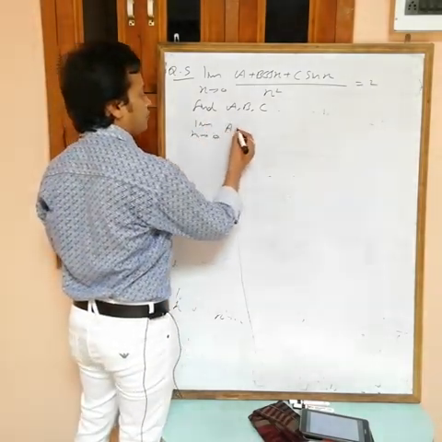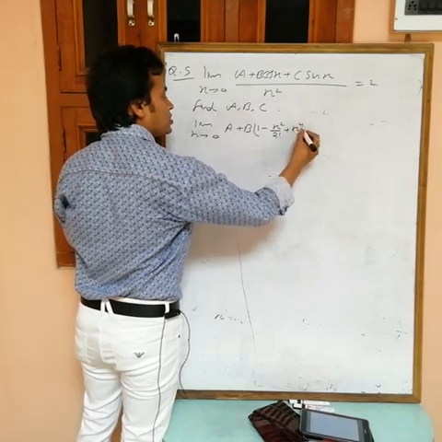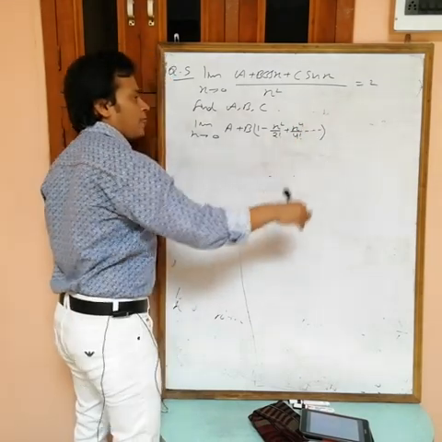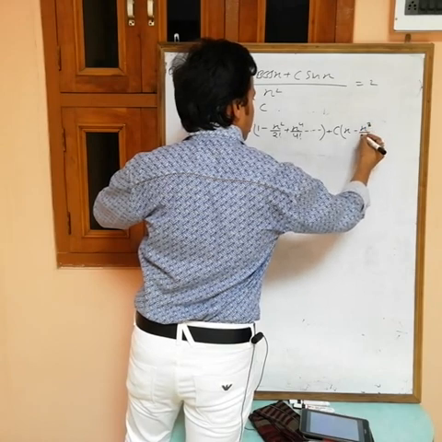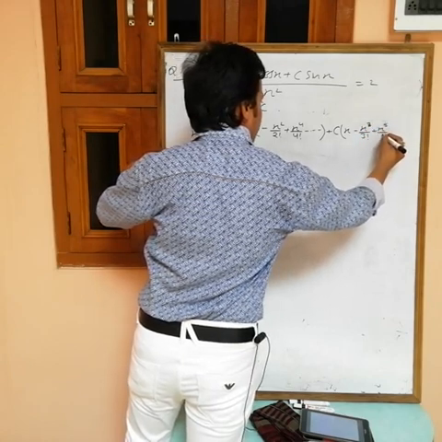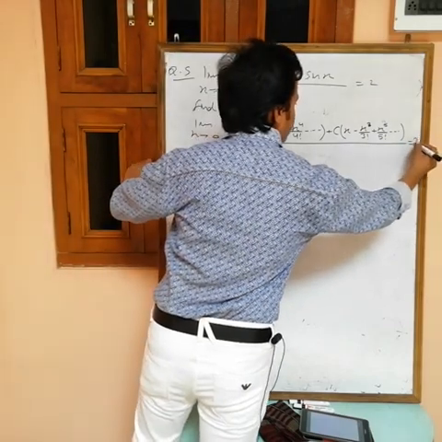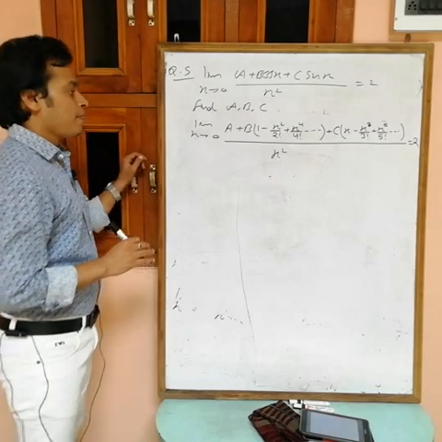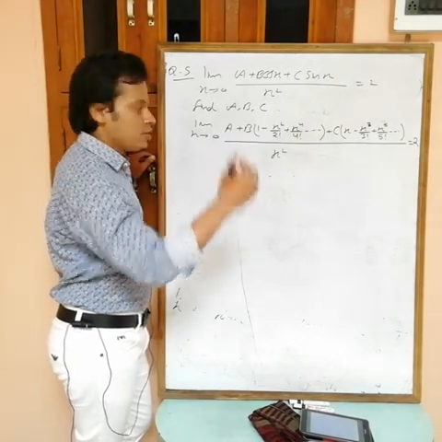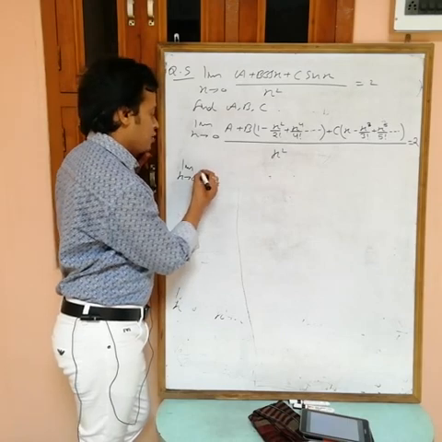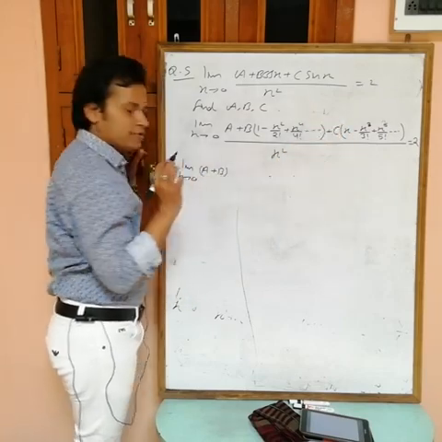Limit x tending to 0 of a plus b times the expansion of cos x, which is 1 minus x square by 2 factorial plus x power 4 by 4 factorial, plus c sin x, where sin x is x minus x cube by 3 factorial plus x power 5 by 5 factorial, all divided by x square, equals 2. Now arrange the numerator in terms of the constant term. The constant term is a plus b.